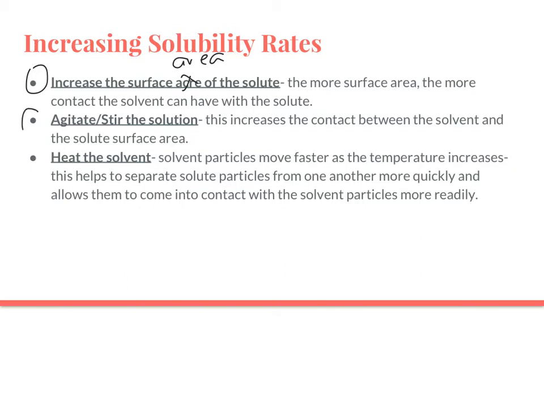The second thing we can do is agitate or stir the solution. By stirring the solution, we are increasing, with that movement, the contact between the solvent and the solute surface area. Again, the longer that solute and solvent are in contact, the faster they will dissolve. And finally, the last thing we can do is heat the solvent. If we gently heat it, we are going to cause those solvent particles to move faster, because we know temperature increases the movement of the particles.